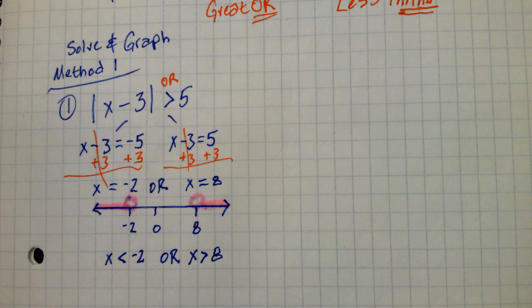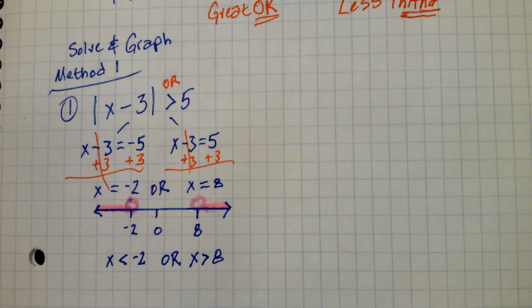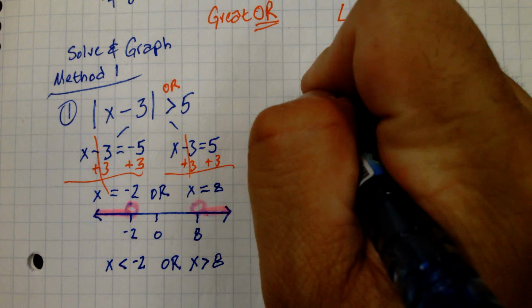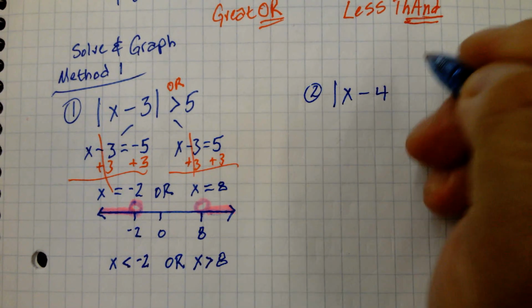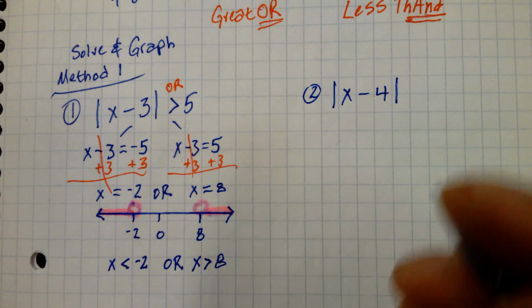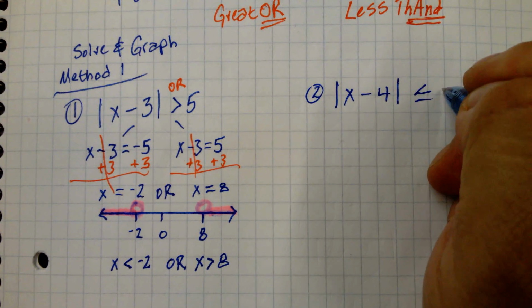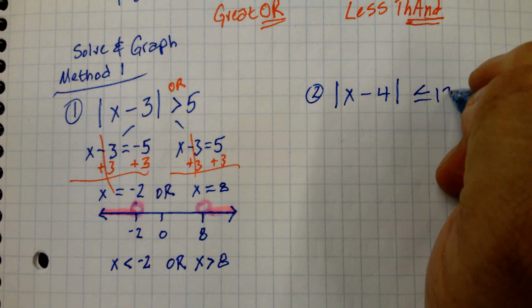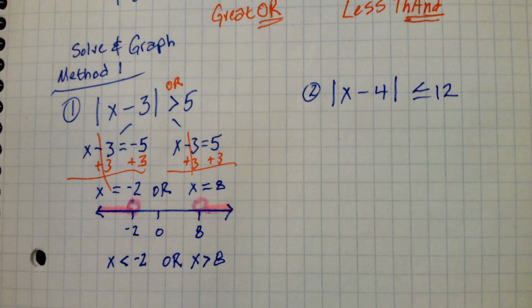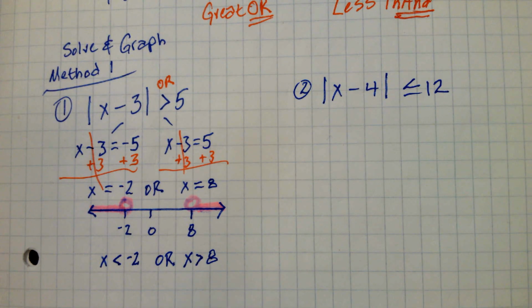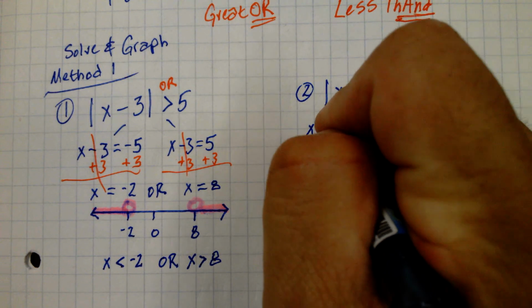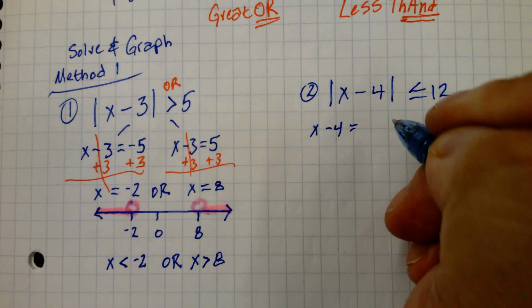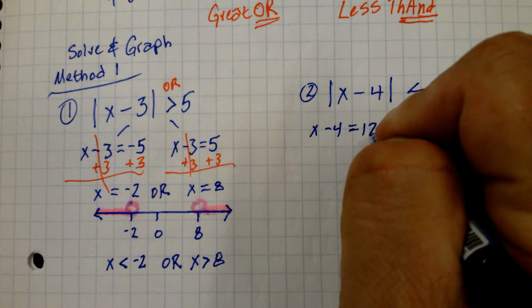All right. Let's try an and with this. So number 2. Absolute value of x take away 4 is less than or equal to 12. Okay, let's try this. Using that method again, just break them up like you would an absolute value equation. So we got x minus 4 equals 12.